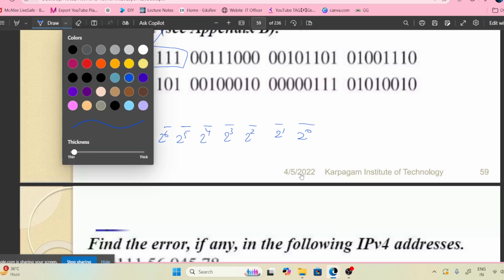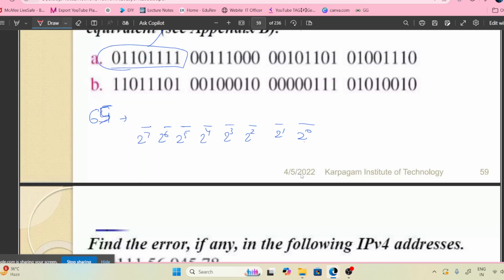What is 2 raised to power 0? It means 1. What is 2 raised to power 2? It is 4. What is 2 raised to power 3? 8. What is 2 raised to power 4? 16. What is 2 raised to power 5? 32. What is 2 raised to 6? 64. What is 2 raised to power 7? 128. So I need to write 65.